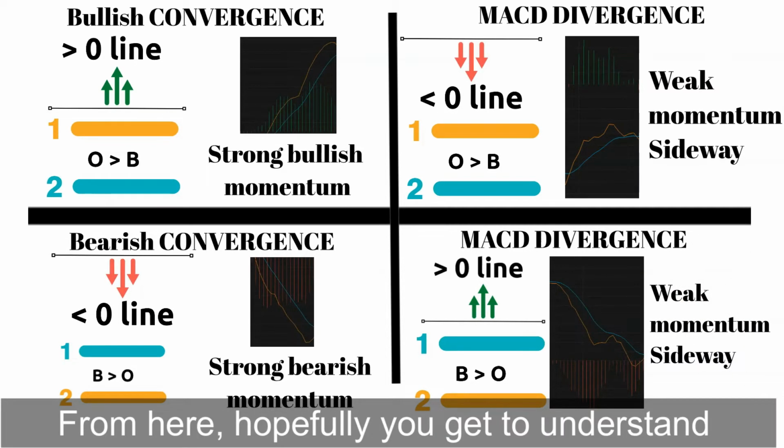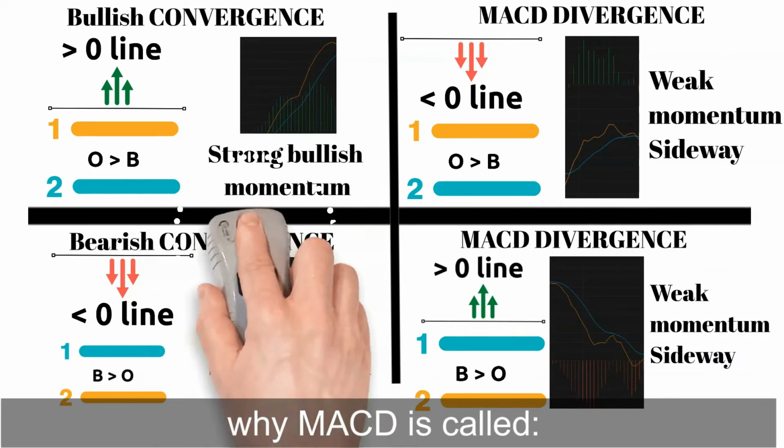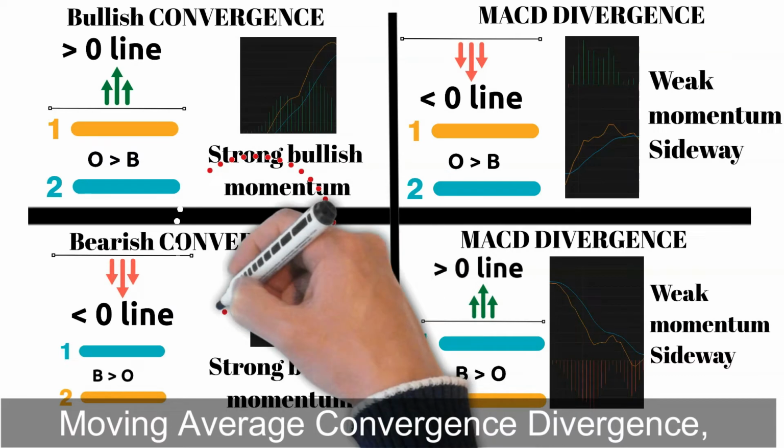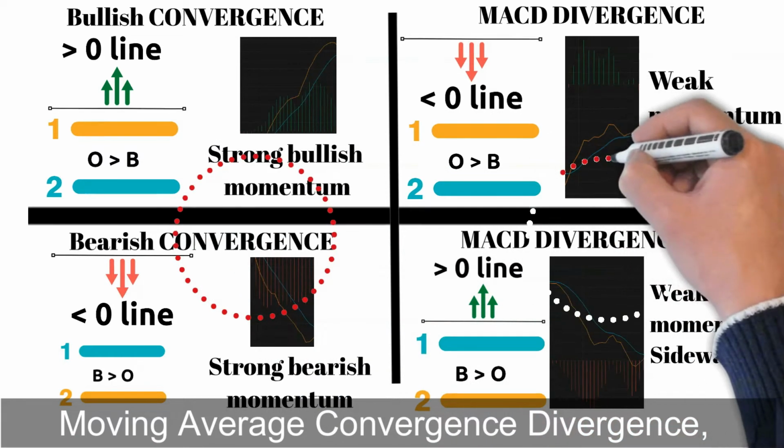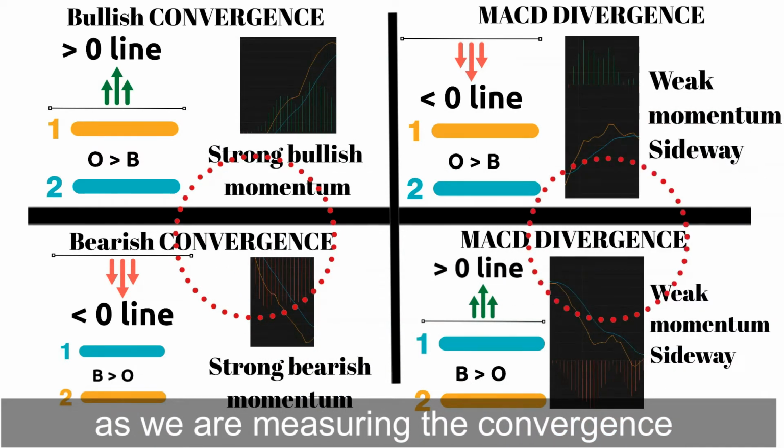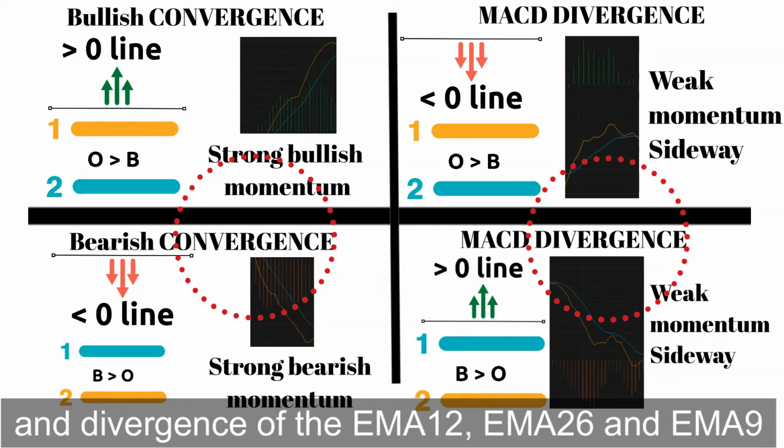From here, hopefully, you get to understand why MACD is called Moving Average Convergence Divergence, as we are measuring the convergence and divergence of the EMA 12, EMA 26, and EMA 9.